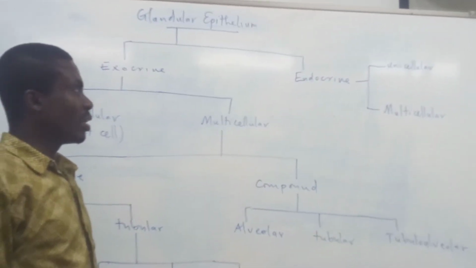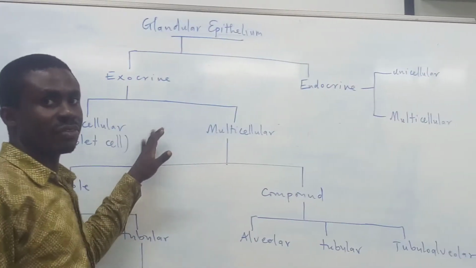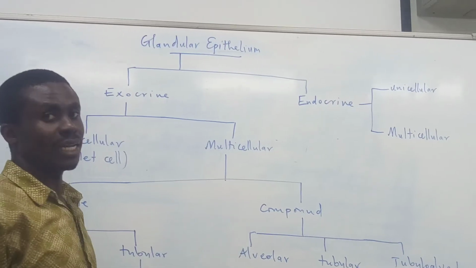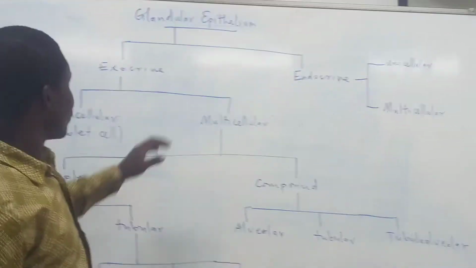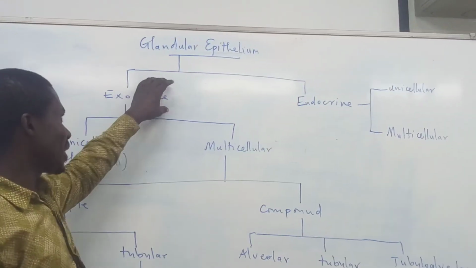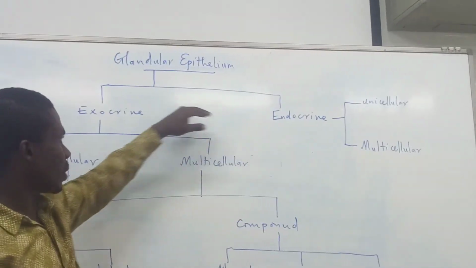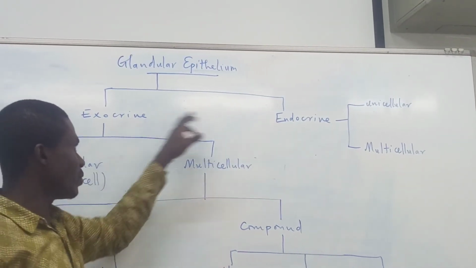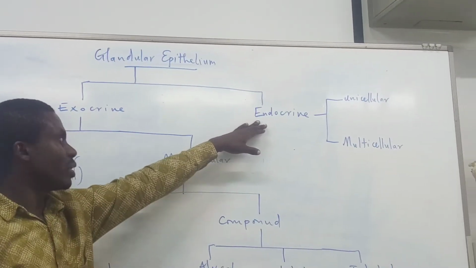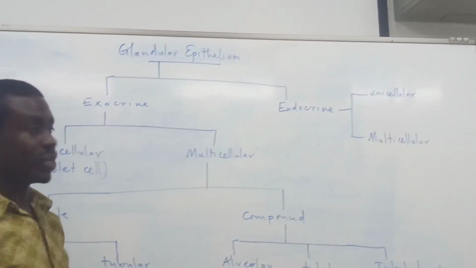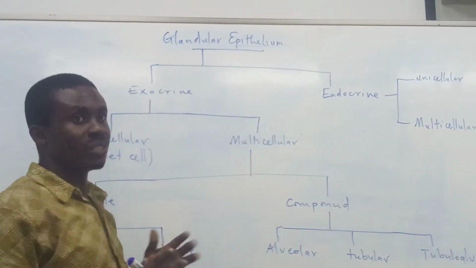All right. So now let's look at the general classification of these glands, and we will end it. This is the classification of these glands that we are learning. Glands may have ducts or may not have ducts. If you have ducts, you are exocrine. If you lack ducts, you are endocrine. Whether endocrine or exocrine, you could be unicellular or multicellular.